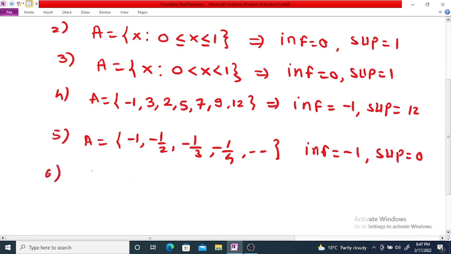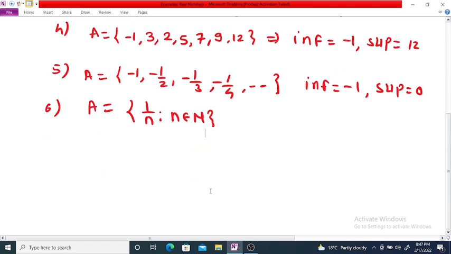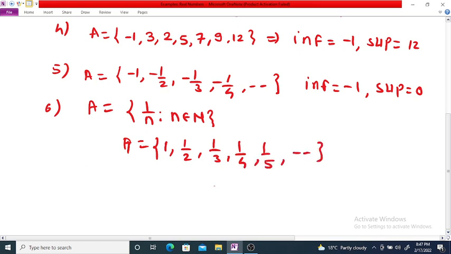Example number 6. A is equal to {1/n, n belongs to N}. If we write a few elements of this set A, then for n equal to 1 it is 1, for n equal to 2 it is 1/2, then 1/3, 1/4, 1/5, and so on. So it is a decreasing sequence. So here the supremum of set A is equal to 1 and the infimum is equal to 0.